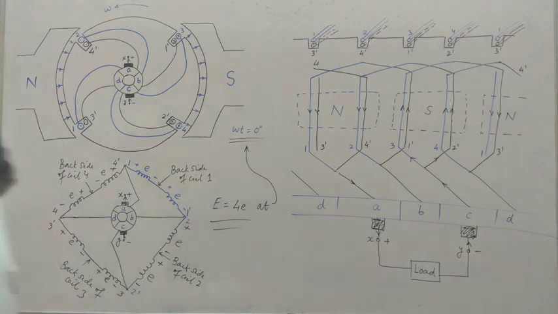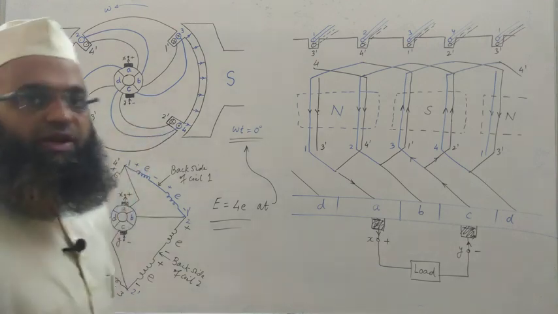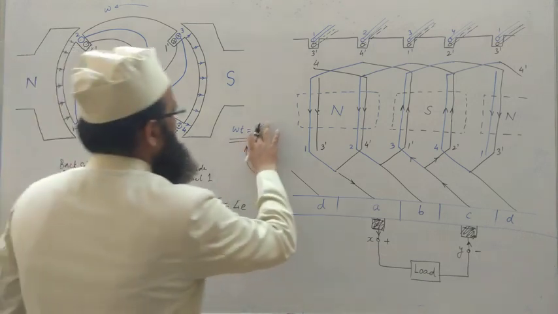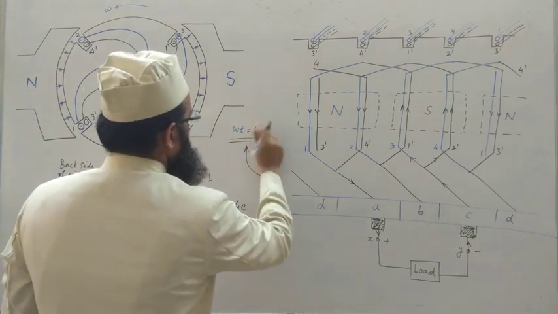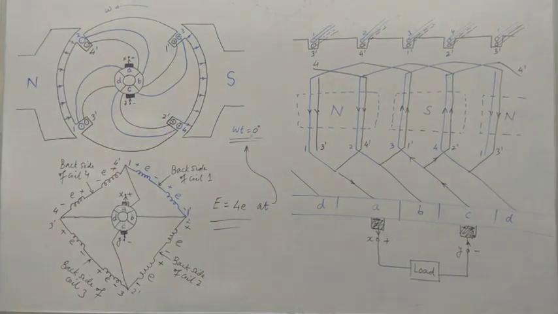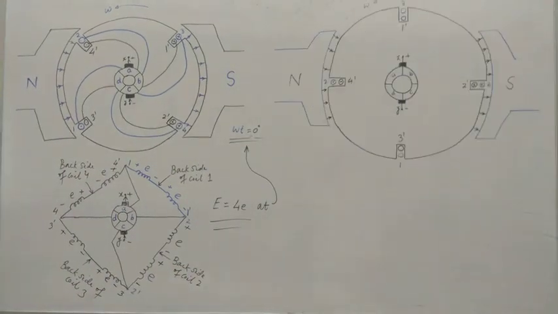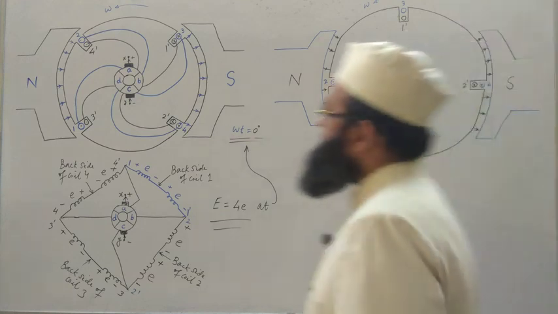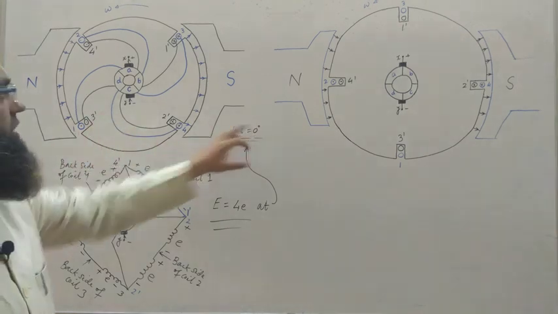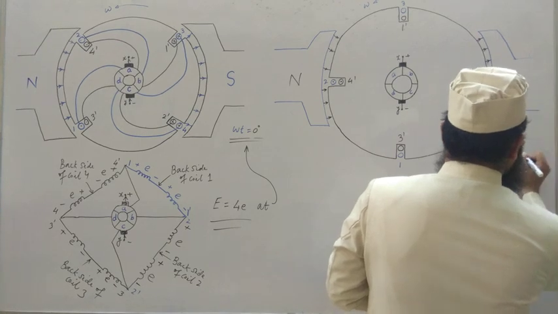Now let us consider the case when this rotor is further rotated by 45 degree in the anti-clockwise direction as shown. Let us take omega t equal to 0 as the first case, and we will compare with the next case. I am going to draw it here. Now we consider the case when this rotor has rotated by theta equal to omega t, 45 degree further.